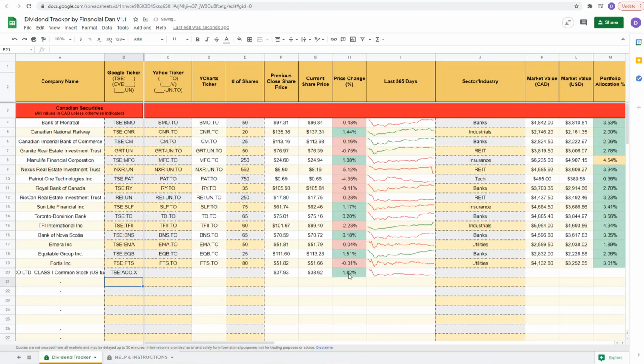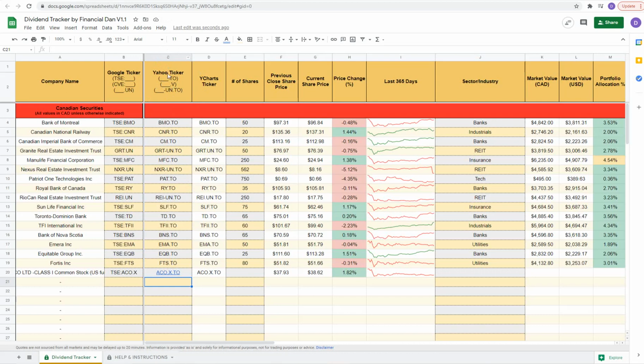And as you can see, the spreadsheet's already starting to populate itself automatically. So we'll just move over to the Yahoo ticker field now. And we'll enter in again ACO.X, because that's the ticker symbol for Atco. And then since it's listed on the Toronto Stock Exchange, we'll enter in .TO.